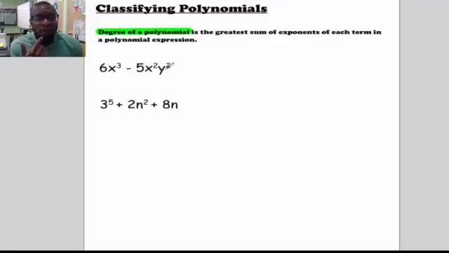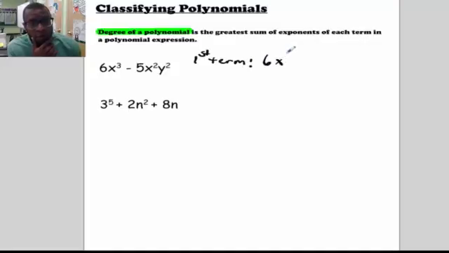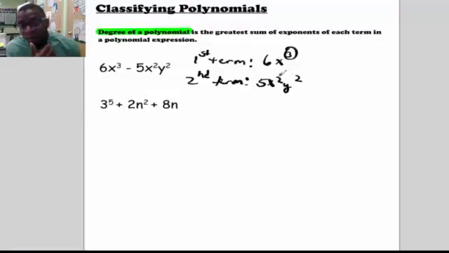If we wanted to find the degree of this polynomial, well, for the first term, which is 6x cubed, we look at the exponent. The degree of this term is 3. For the second term, which is 5x squared y squared, the degree of this term is going to be the sum of the exponents, which is 2 plus 2, which is 4. So the degree of the first term is 3, and the degree of the second term is 4. We choose the highest degree, which is 4. So this first example is a polynomial of degree 4.